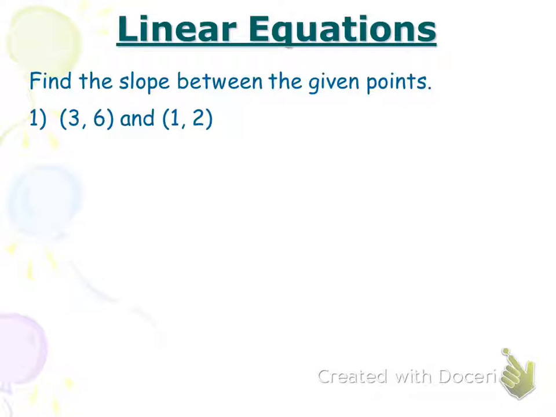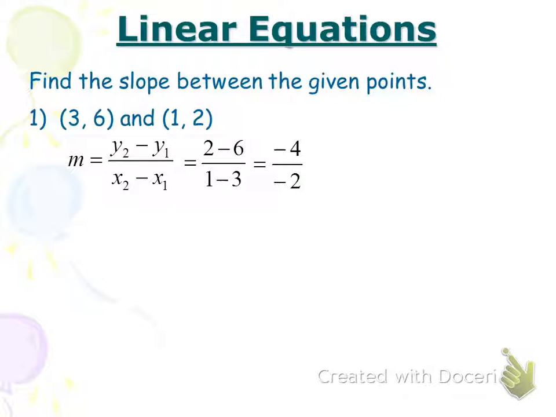How would you find the slope between these 2 points? 2 minus 6 over 1 minus 3. Could do it that way, right? 2 minus 6 over 1 minus 3 would give us negative 4 over negative 2, which is positive 2.